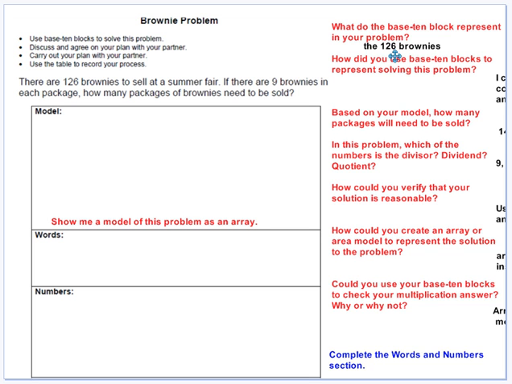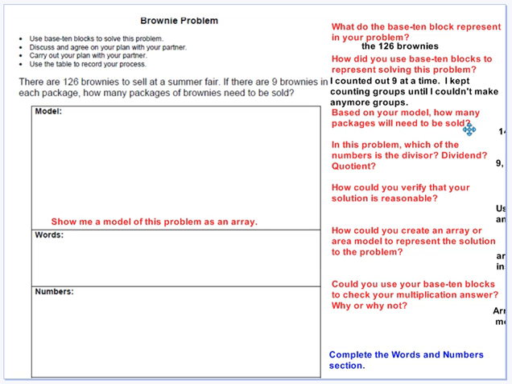How did you use base 10 blocks to represent solving the problem? I would have put those base 10 blocks into groups of 9 at a time, like I'm putting them into my bags to sell. So for me, I would have counted out 9 at a time. I probably would have had to trade in my 10 longs and my 100 slats for units so that I could make more groups and do that easier. And then I would have kept counting those groups until I couldn't make any more groups.